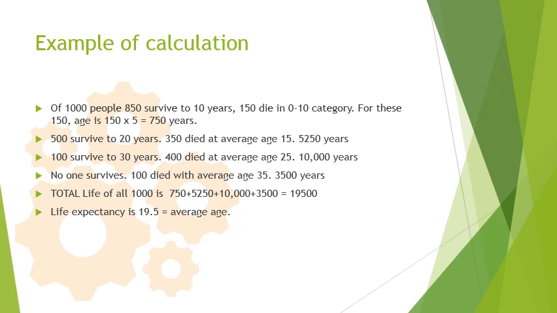So these people, the average age would be 25, the midpoint of the 20 to 30 range. So 425 times 25 is 10,000 years, and that is the number of person years that these 400 people have.